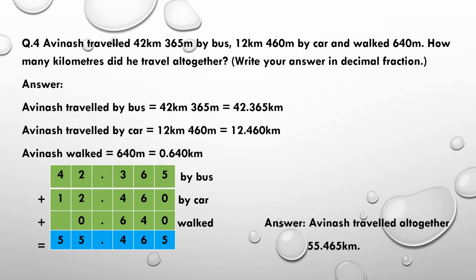Now we are going to add the distance by bus, by car and walked. So the answer is 55.465. So Avinash travelled altogether 55.465 kilometers.